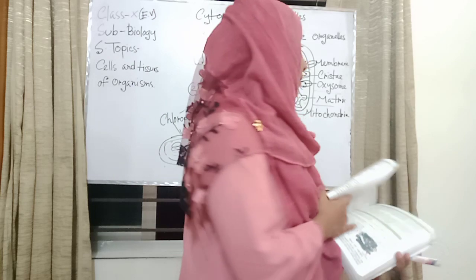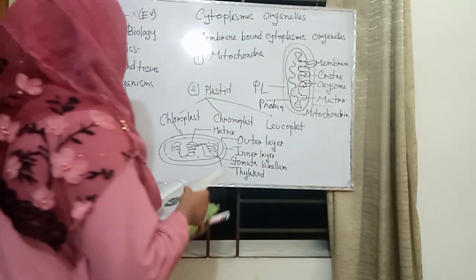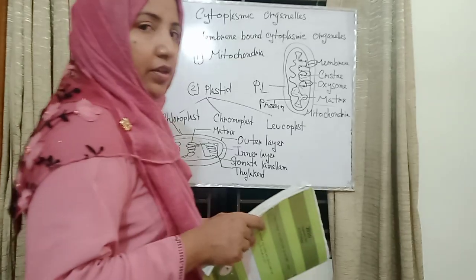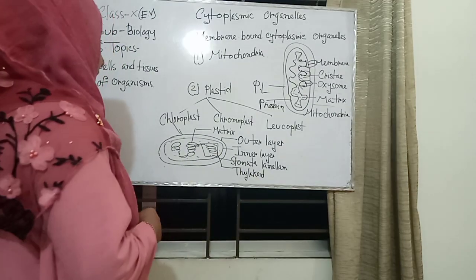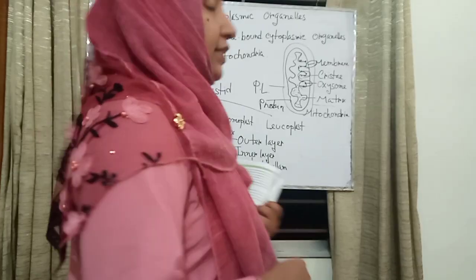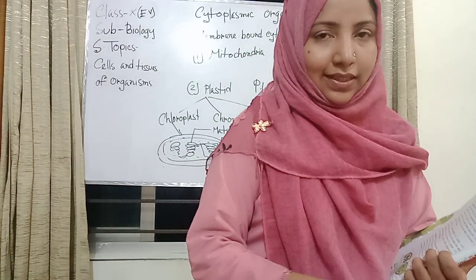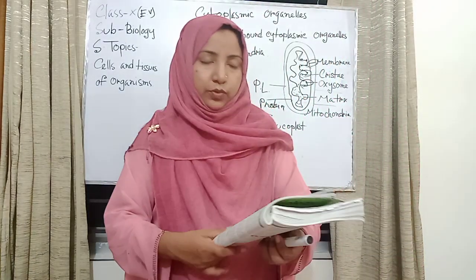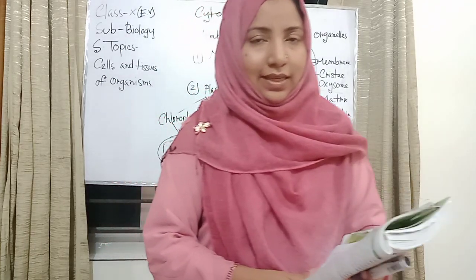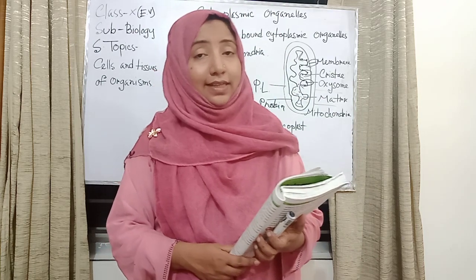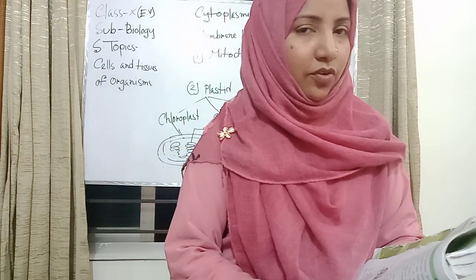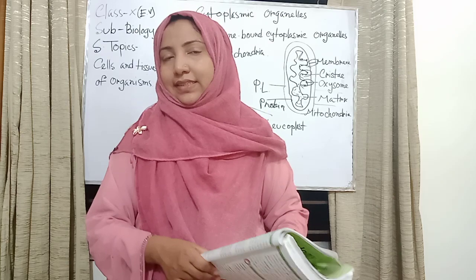My dear students, our next category is the plastid. Here is the plastid. We take basically three structures: the chloroplast, chromoplast, and also the leucoplast. Chloro means the green structure. Chromo is the colorful structure, and leuco is the colorless structure.